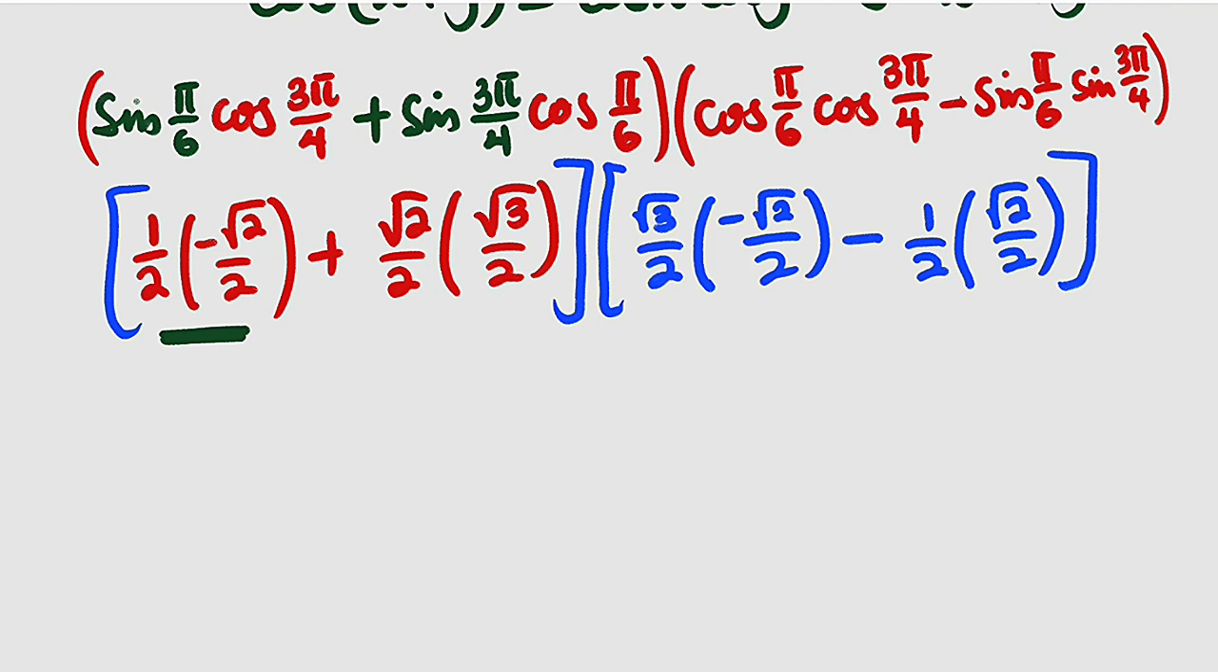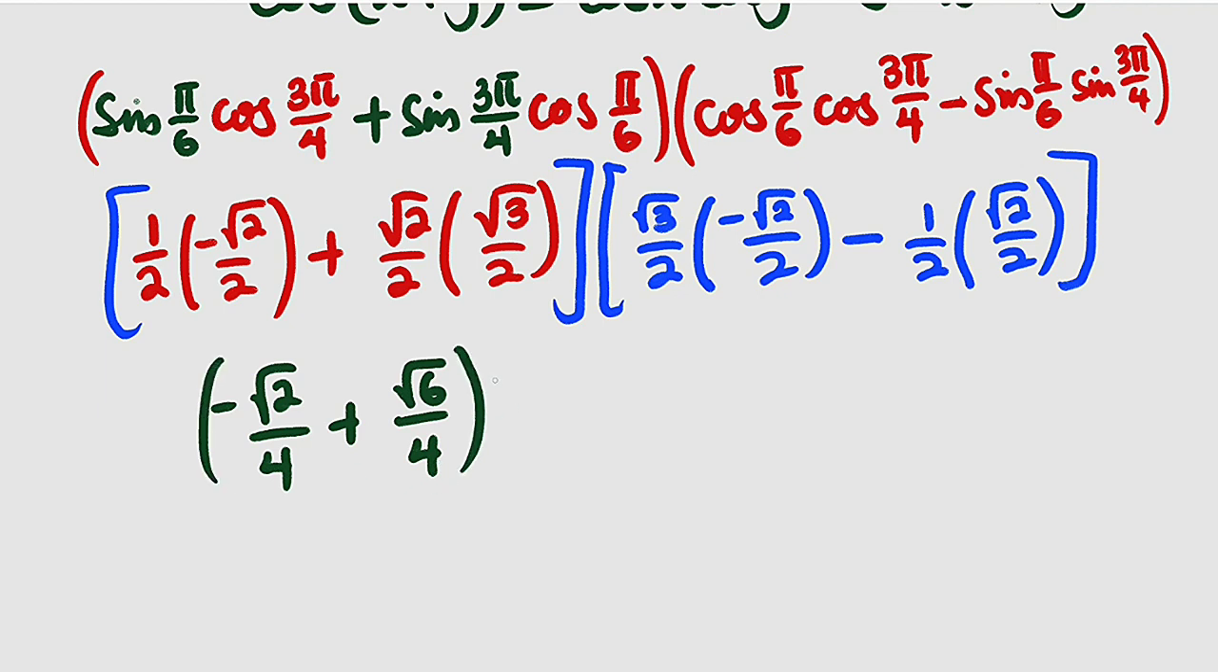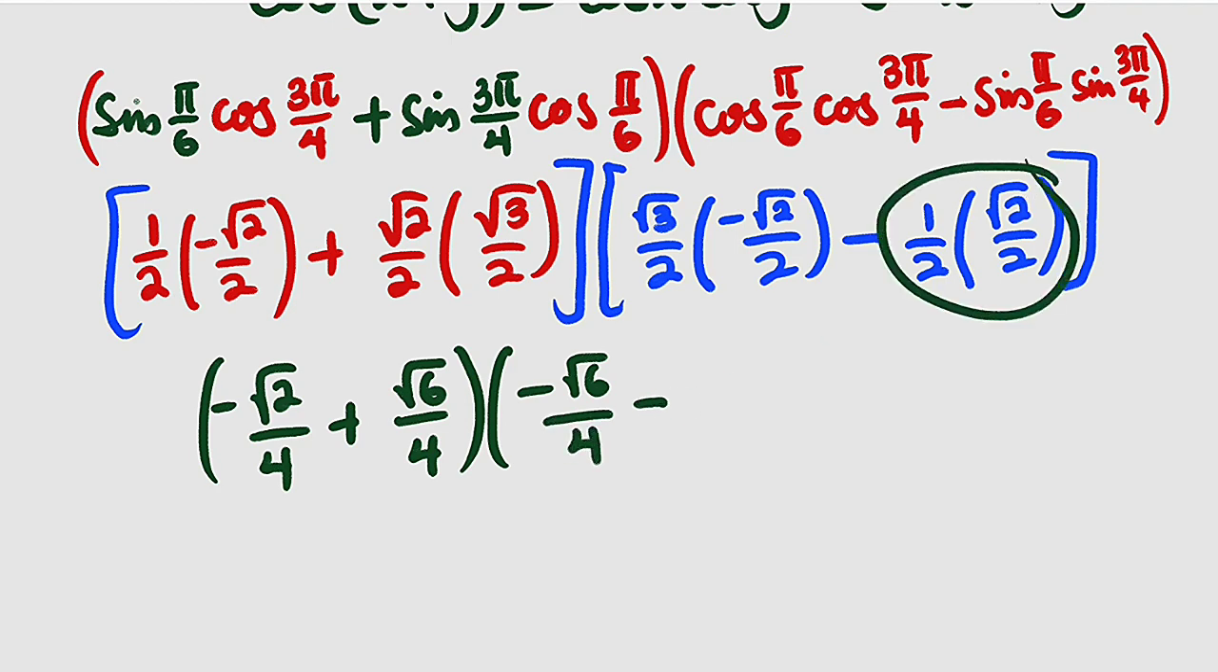From here, if you multiply these two, you're going to have negative root 2 divided by 4. Then plus, if you multiply these two together, you have root 6 over 4. You multiply the other ones. If you multiply this, you're going to have negative root 6 divided by 4. Then minus, this will give us root 2 divided by 4.